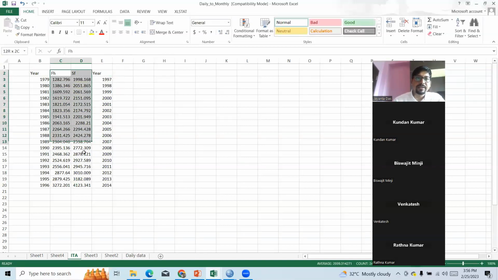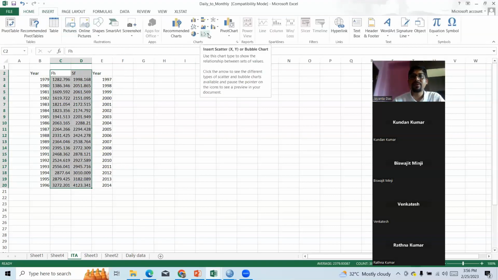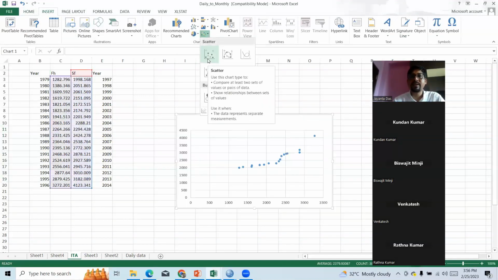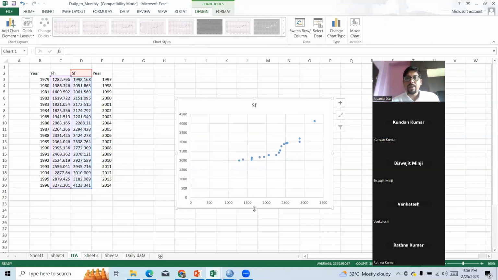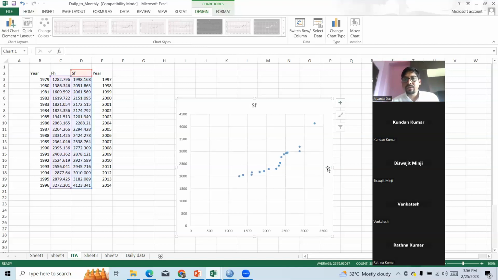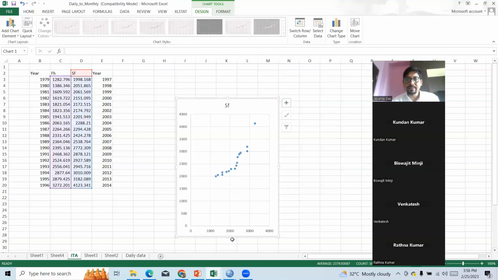Just select this first half and second half, and go to the Insert button. Just select the scatter plot. This one, insert scatter. It's a scatter diagram. Select this 2D scatter diagram. Only 2D. Okay. Select it. So we have to change this orientation to a 2D Cartesian coordinate system like this.